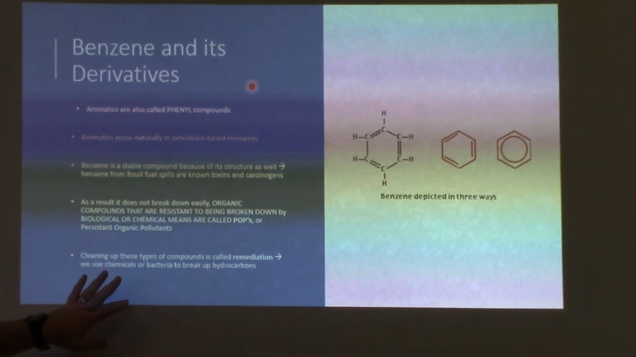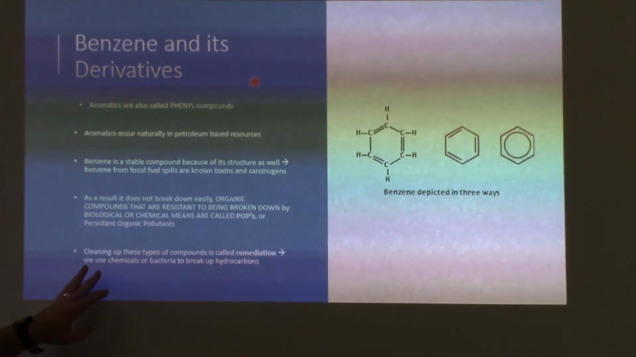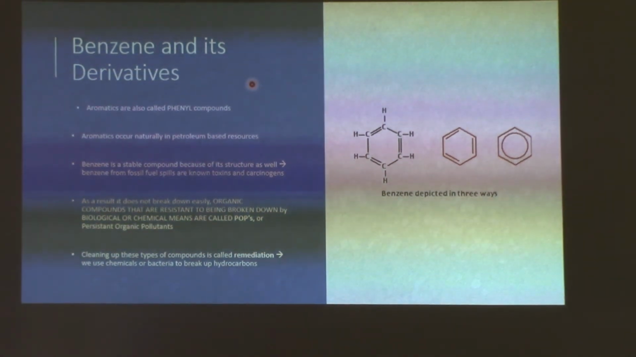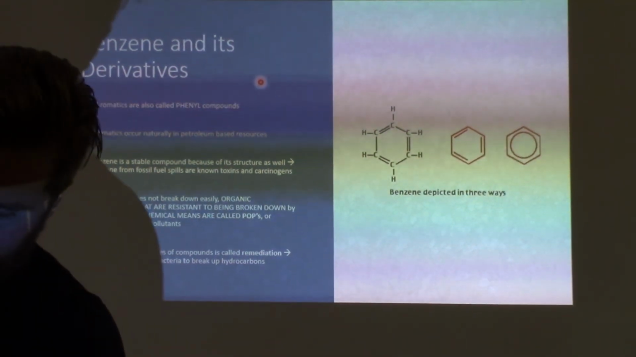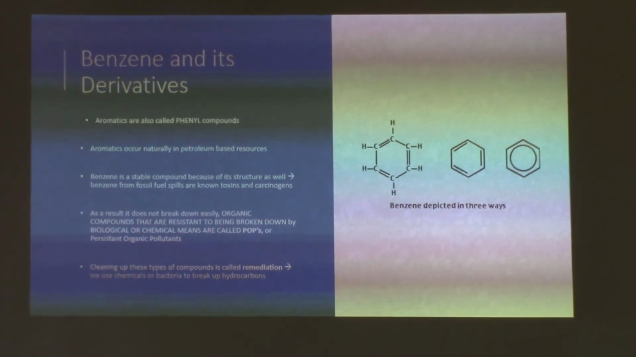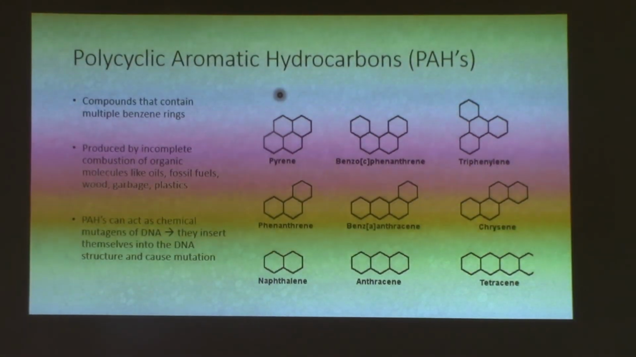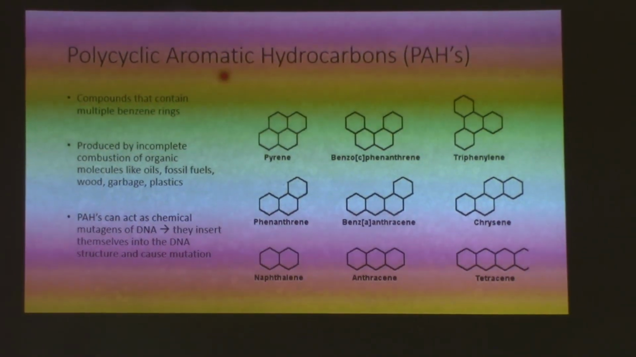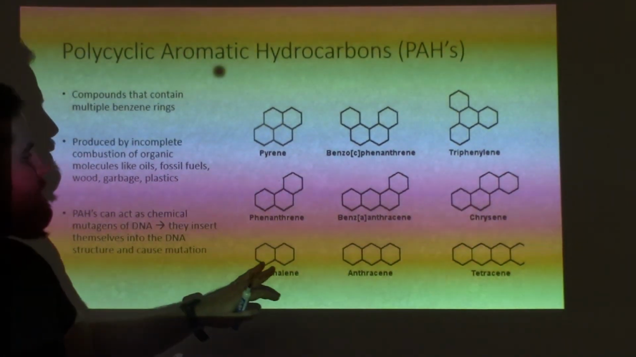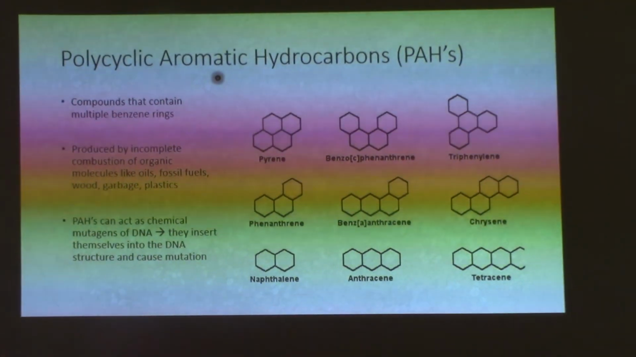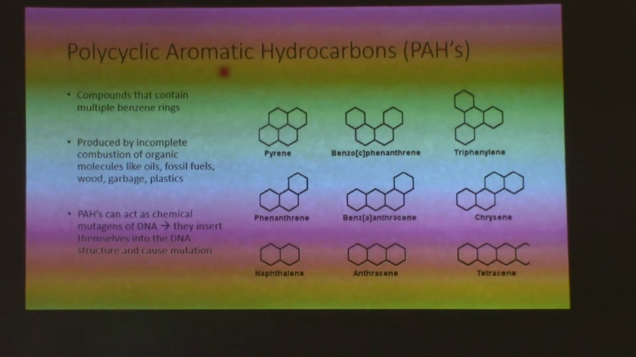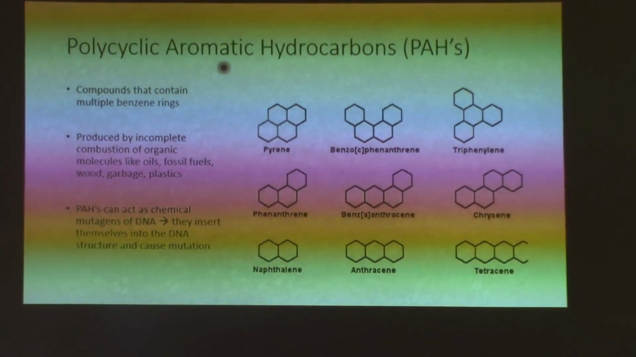Cleaning up these types of molecules is called remediation, and we're trying to do things like genetically engineer bacteria to be able to naturally break that stuff down, okay, or any benzene-based molecules. You can have multiple molecules that have multiple benzene rings, and these are called polycyclic aromatic hydrocarbons. And all PAHs are POPs. All PAHs are persistent organic pollutants.